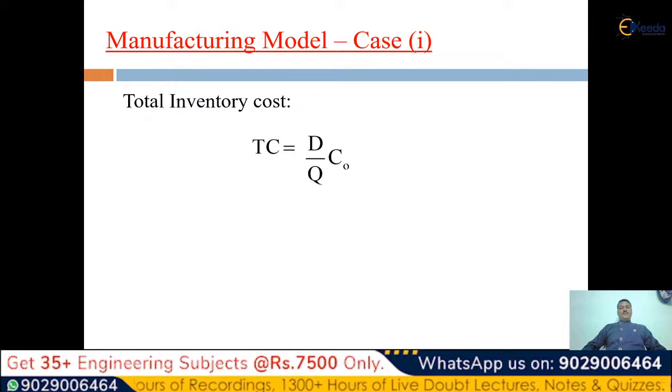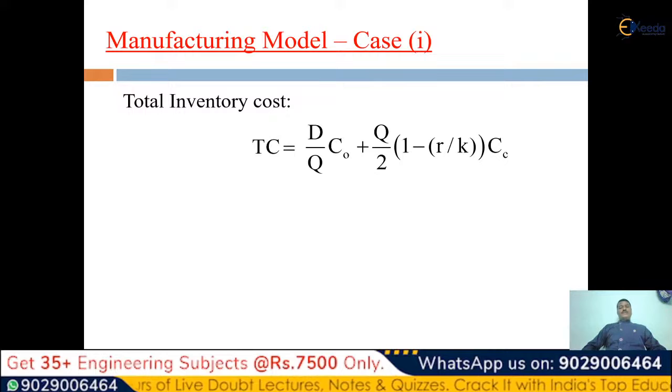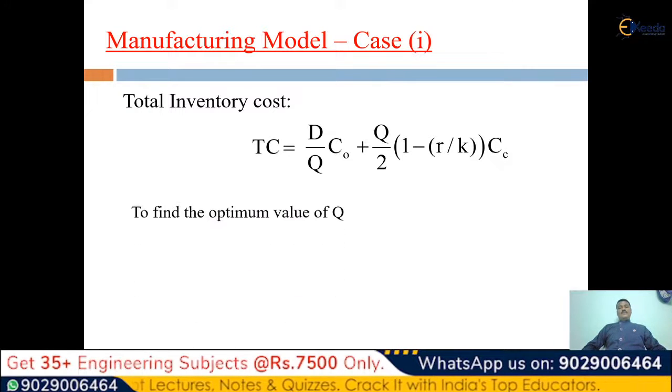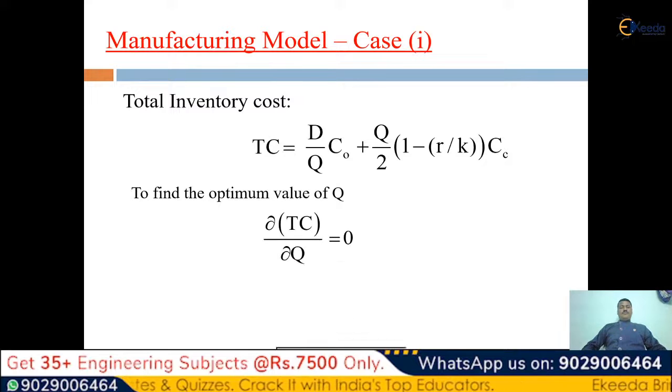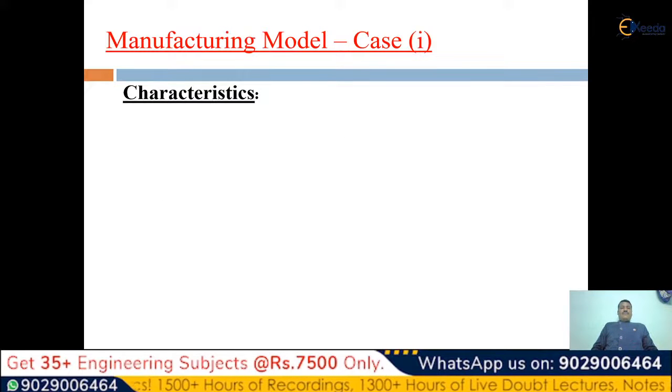Then the total inventory cost is the sum of all these costs: D by Q of CO plus Q by 2 of (1 minus R by K) into CC. The optimum value of Q is given as the square root of 2 into demand into CO divided by (1 minus R by K) into CC, where R is the products consumed and K the products produced, and CC is the carrying cost. Based upon this, we can find the total inventory cost for this manufacturing model of case 1.